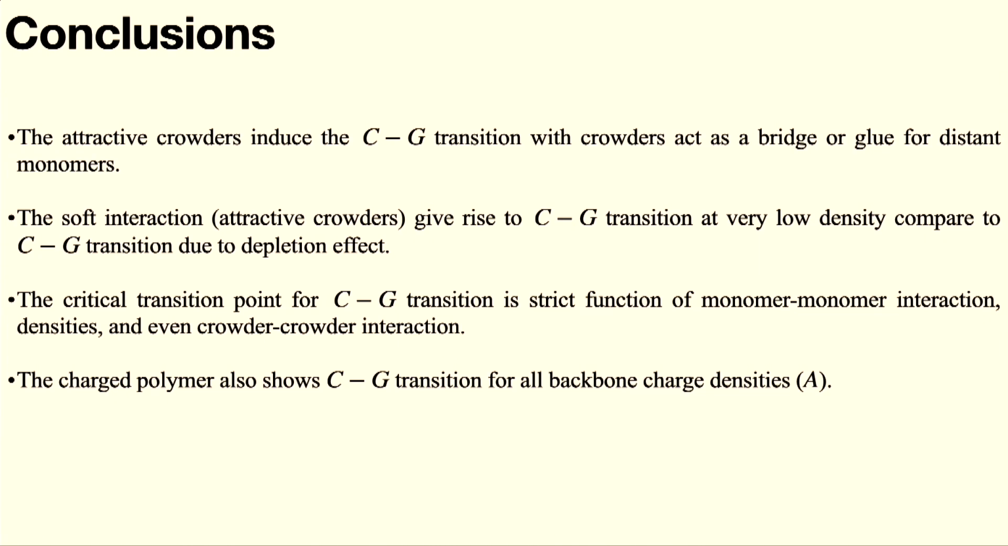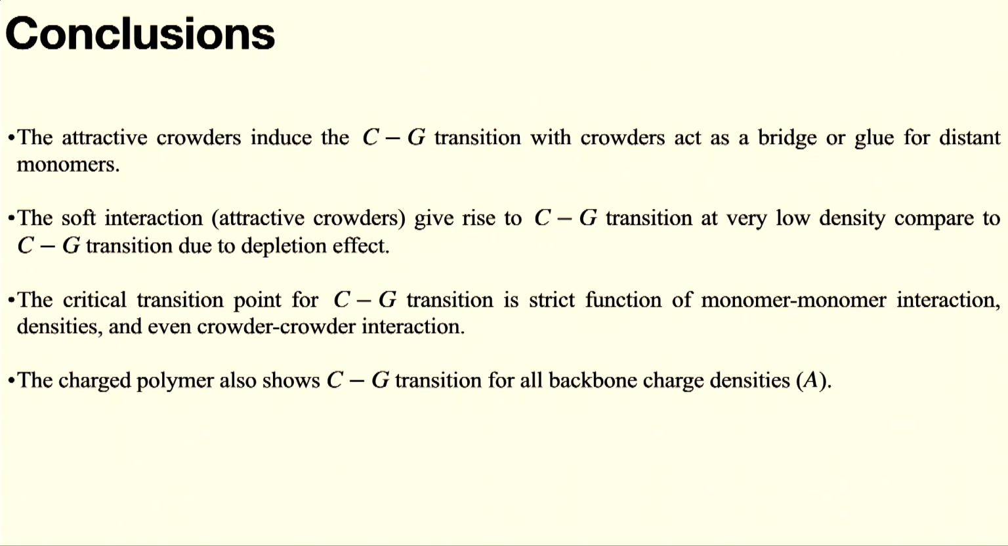So now, what are the conclusions? First is the attractive Crowder induced coil-globule transition, with the Crowder acting as a bridge, or a glue, between the distant monomers. And the interesting part is that this soft interaction of the attractive Crowder can give rise to this CG transition at a very low density. We have worked with a very low density, like 0.025 volume density, whereas the CG transition happening due to the depletion effect requires a very huge density, I mean, in terms of 0.6 volume fraction or so.